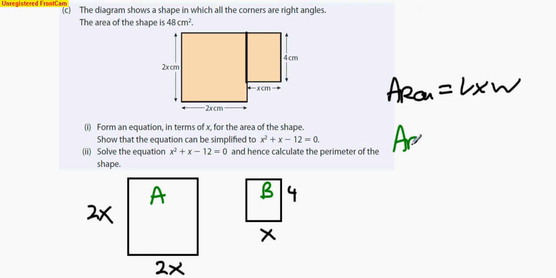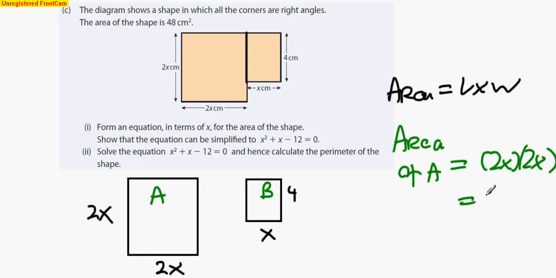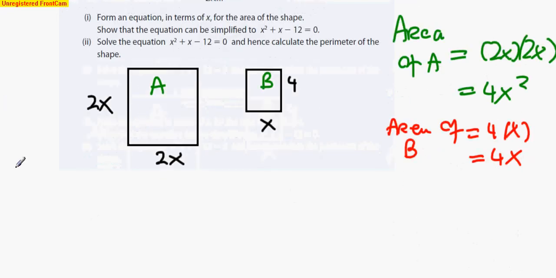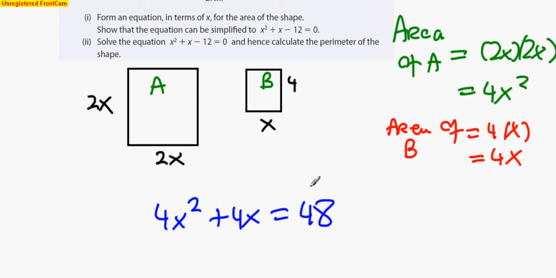So the area of A equals 2x by 2x. This gives us 4x squared. The area of B equals 4 multiplied by x, which is 4x. Now, we know that the area of the full shape is 48 centimeters squared. This will mean that 4x squared plus 4x equals 48. Bring the 48 over the other side, we get 4x squared plus 4x minus 48 equals 0.